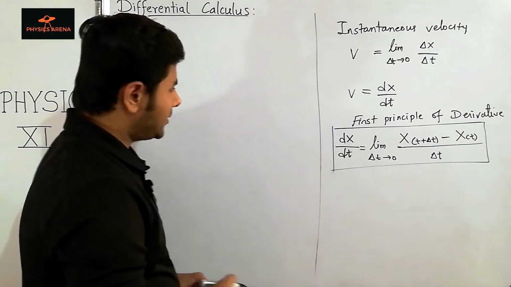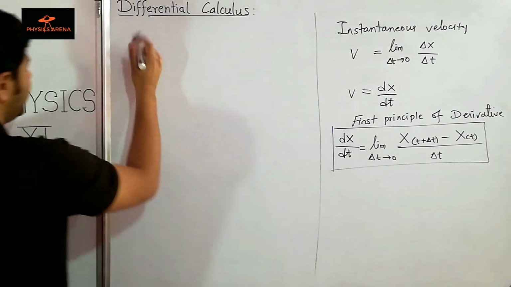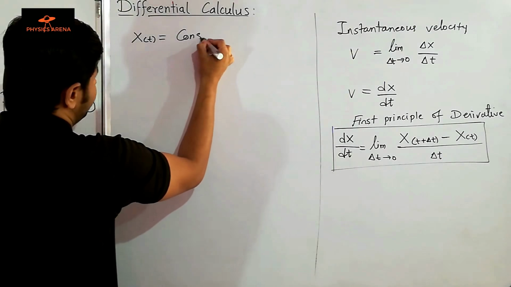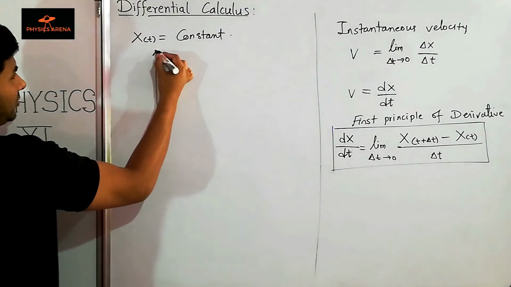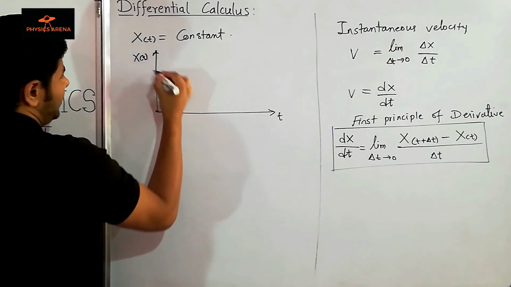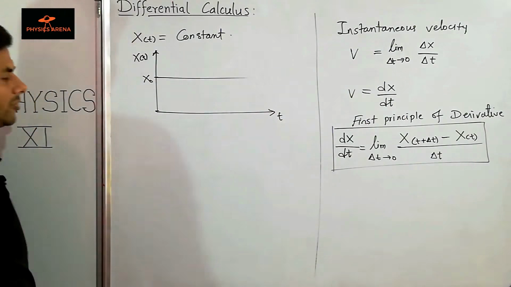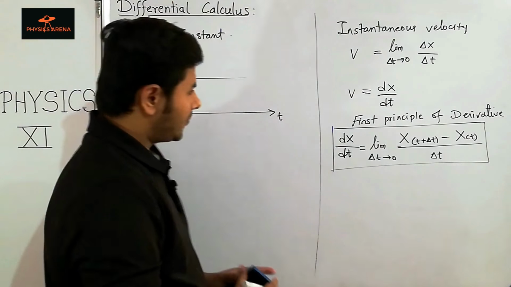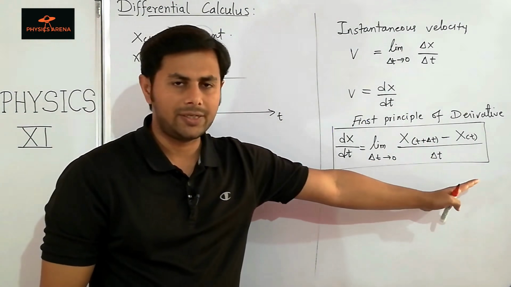Okay, so now let us try to find derivatives of some simple functions. So let us start with this. Suppose x of t is constant. How will the position versus time graph look for this case? So x of t is some x naught, and it is constant. It does not change with respect to time. So x at t is x naught, and x at t plus delta t is also x naught.